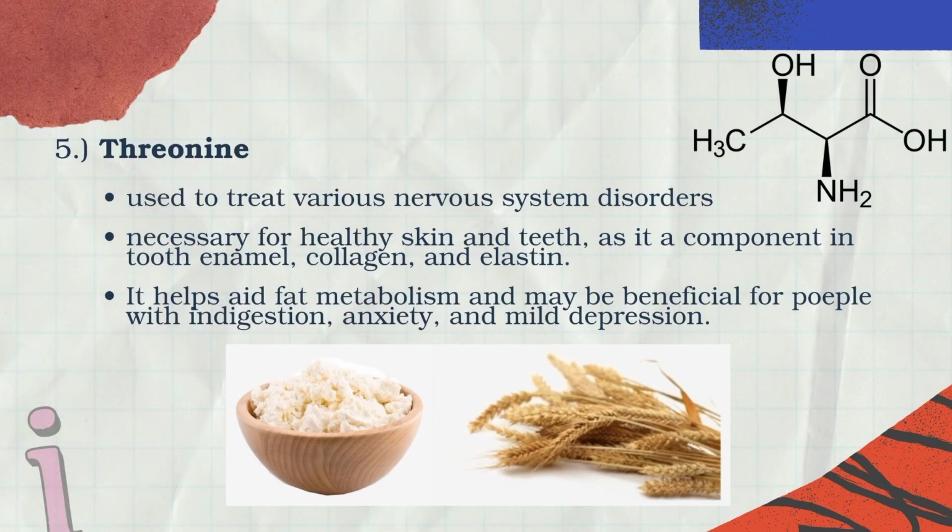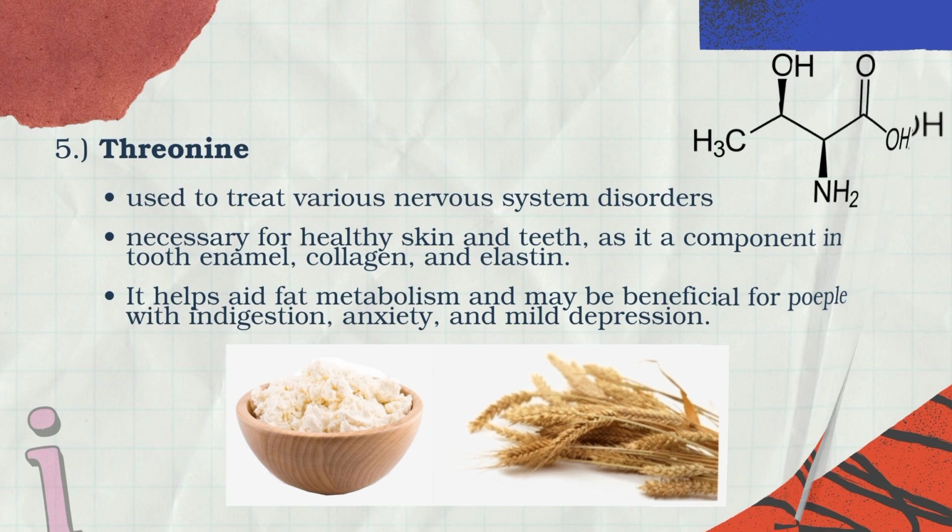Next, we have threonine, which is used to treat various nervous system disorders. Threonine is necessary for healthy skin and teeth as it is a component in tooth enamel, collagen, and elastin. It helps aid fat metabolism and may be beneficial for people with indigestion, anxiety, and mild depression. Cottage cheese and wheat germ contain high quantities of threonine.